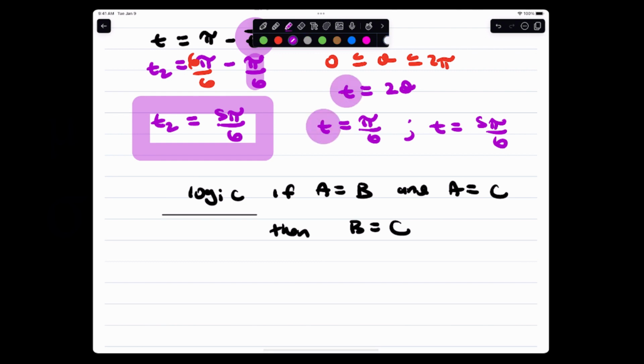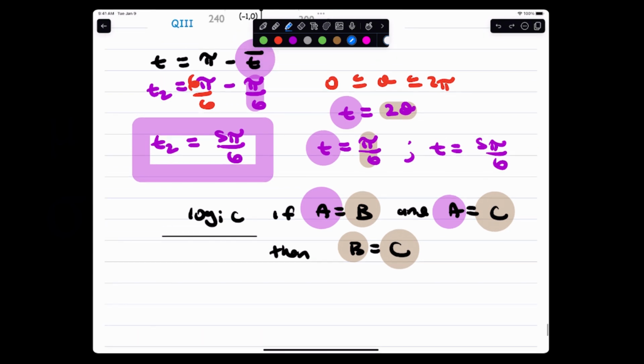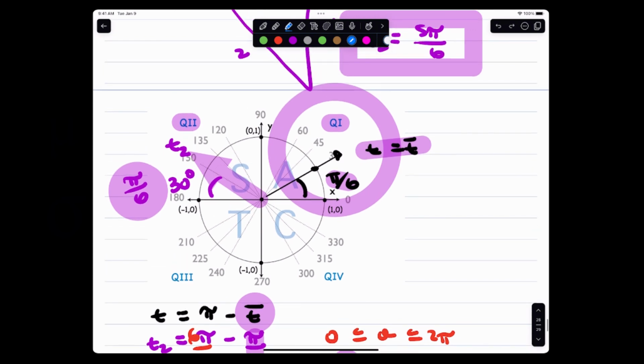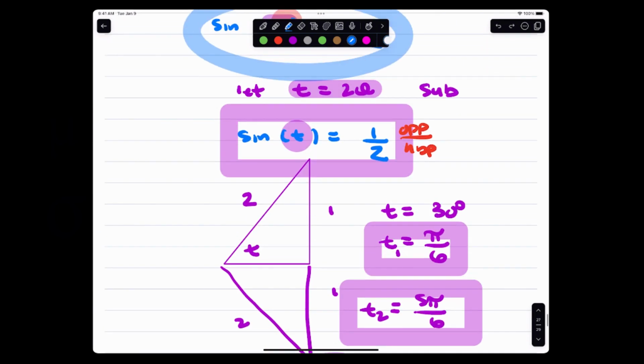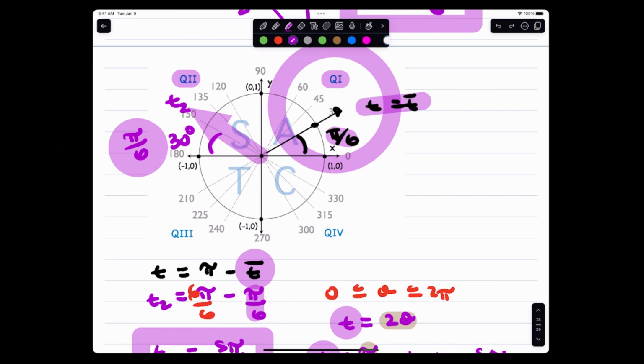Here's your T, right? And in this case, T is 2 theta, and in this case, t is pi over 6. What does that actually mean? Can you guys see what I'm saying? Maybe with colors? If A is B and A is C, that means B is what? C. So that means the following. Let's go back here. We're going to use this. So what I want to say, though, let's be careful here, right? These are the two solutions that we've gotten. So let me take a step back.